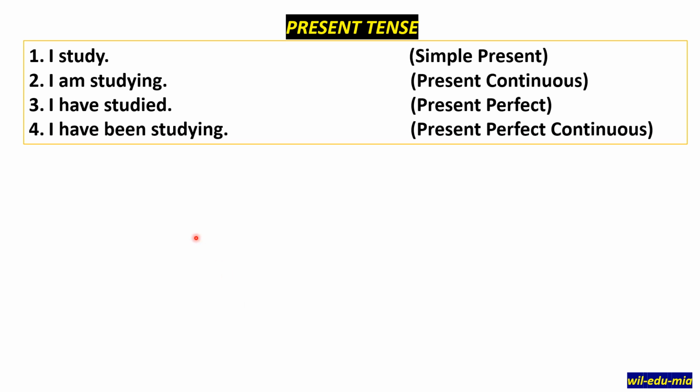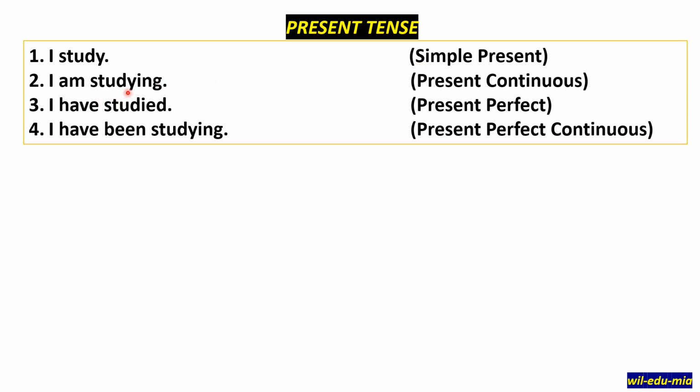I will read the first sentence here. I study. Now in this sentence, this is a simple present tense. Here the verb shows that the action is mentioned simply without anything being said about the completeness or incompleteness of the action.